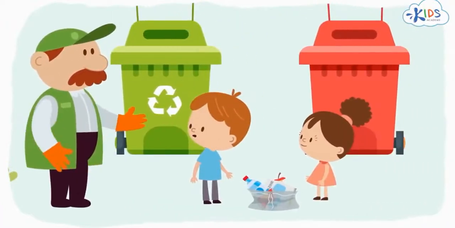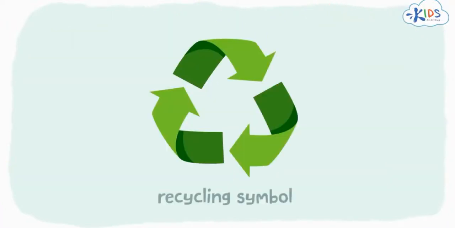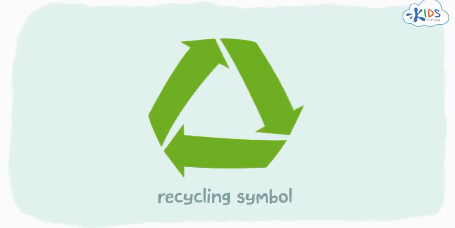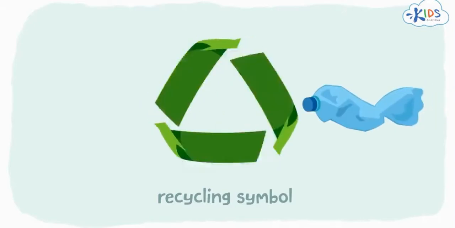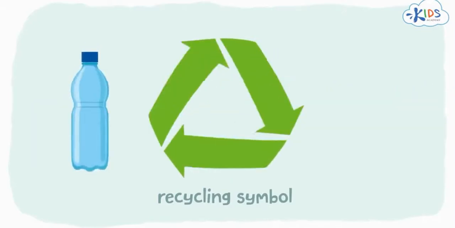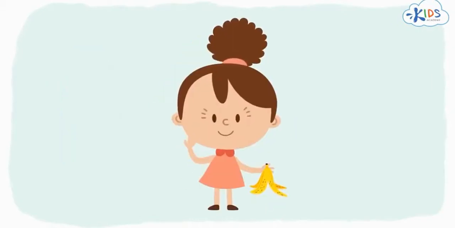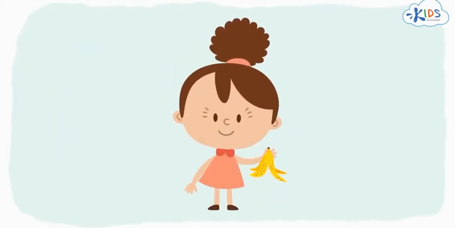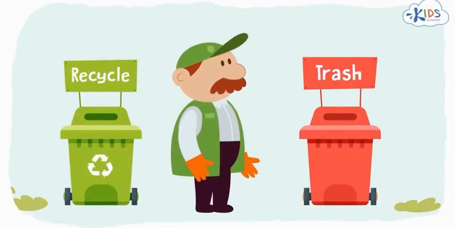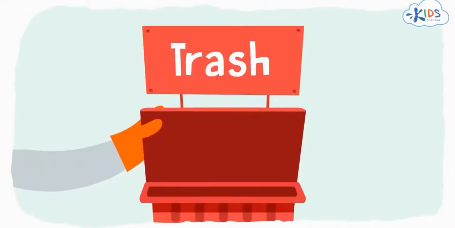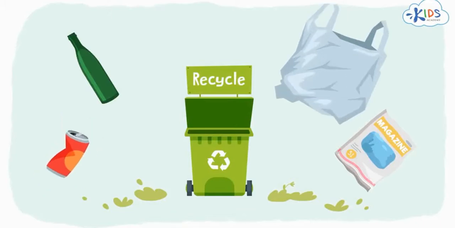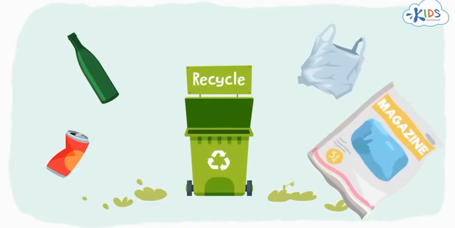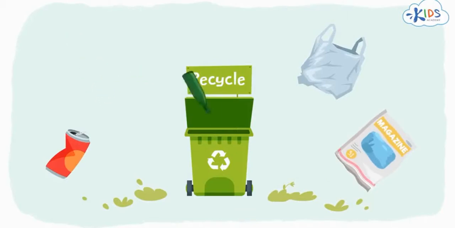Oh, don't worry. It's really quite simple. This is called the recycling symbol. Recycling? What does that mean, Mr. Sammy? Recycling is when we take old trash and make it into something new. Can we recycle bananas? No, some trash can't be recycled. These things go into the trash bin. But we can recycle a glass bottle, an aluminum can, a plastic bag, and a magazine. These things go into the recycling bin.